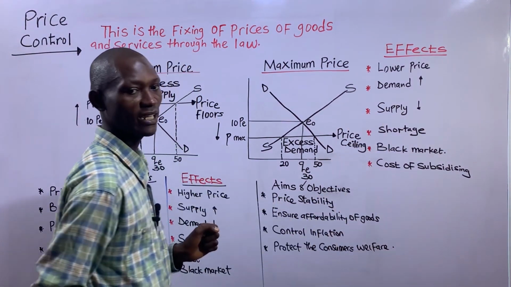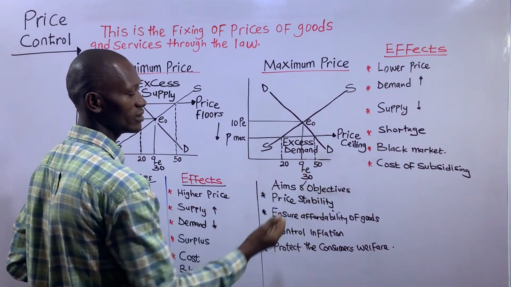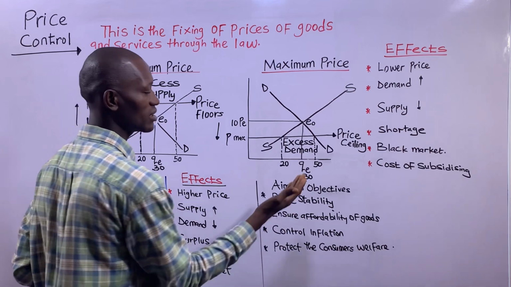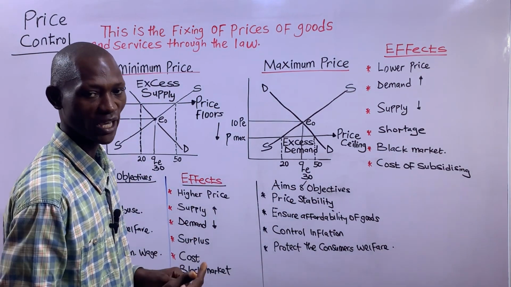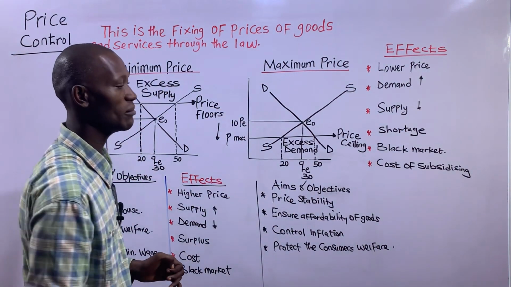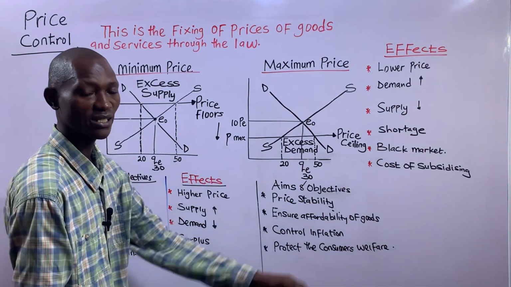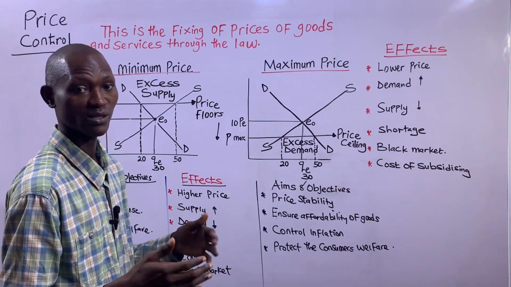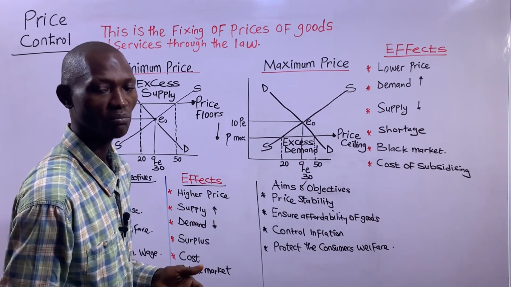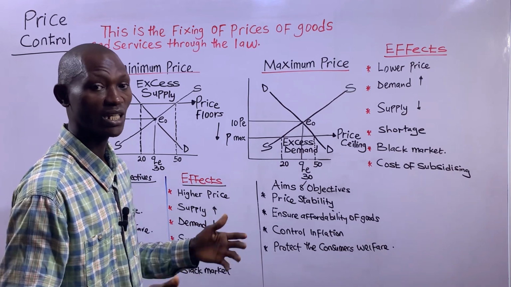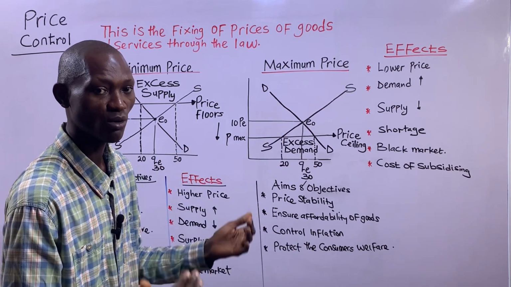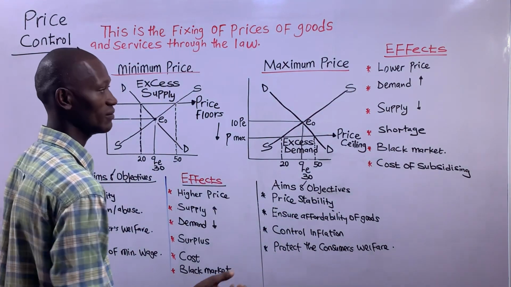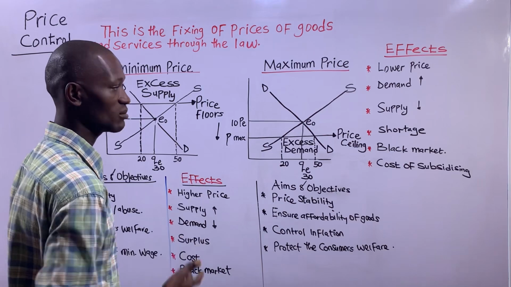Then cost of subsidizing. Now that there is excess demand and government is in charge of this maximum price legislation, how will the government meet up with the excess demand you have? Because there is excess demand of 30. What that means is that the government will have to subsidize the producers by buying them mechanized equipment at a subsidized rate, by giving them monetary benefits, by buying them acres of land, in order for them to be able to produce more and meet the excess demand. So the cost of subsidizing is also one of the effects of maximum price legislation.